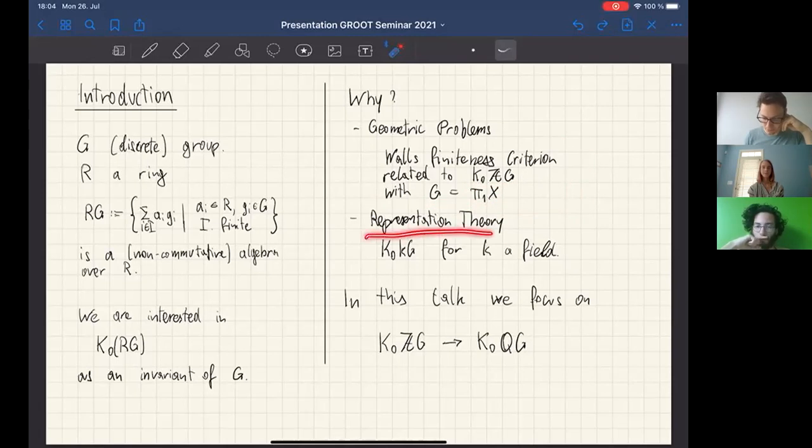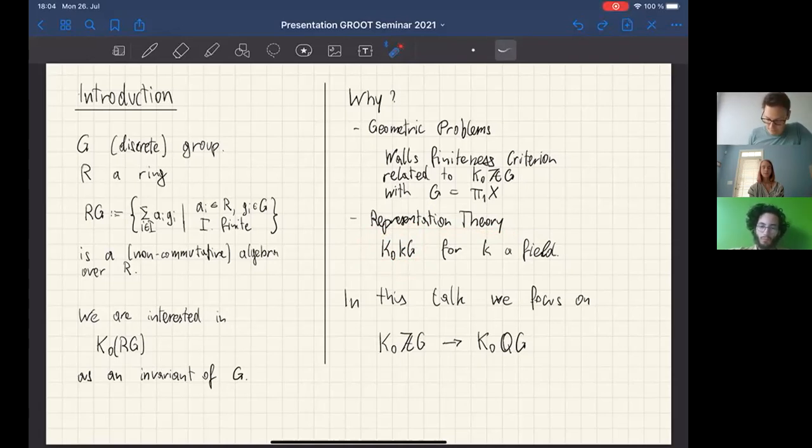The other important one is representation theory. And in representation theory, we care about irreducible representations. And if you look at K0 of the base ring being a field, then this has to do with the representation ring, if G is a finite group. So you can think of this as a generalization of the representation ring of a group.